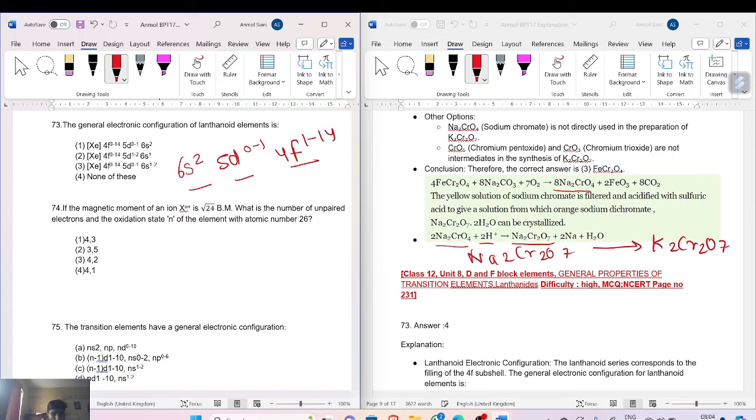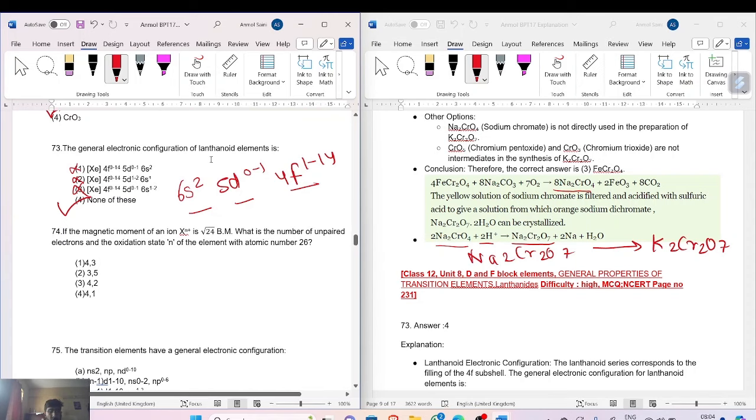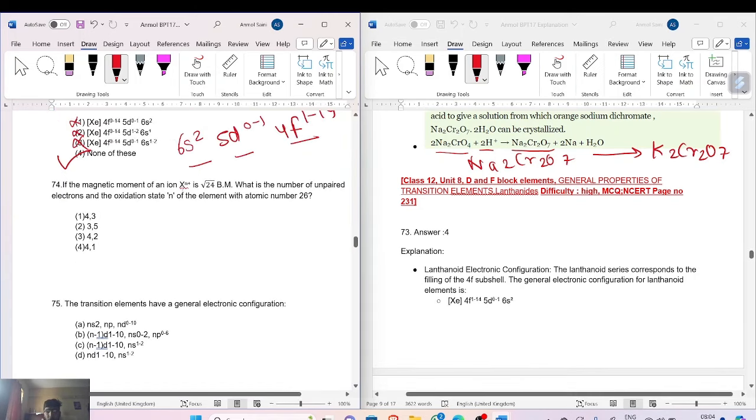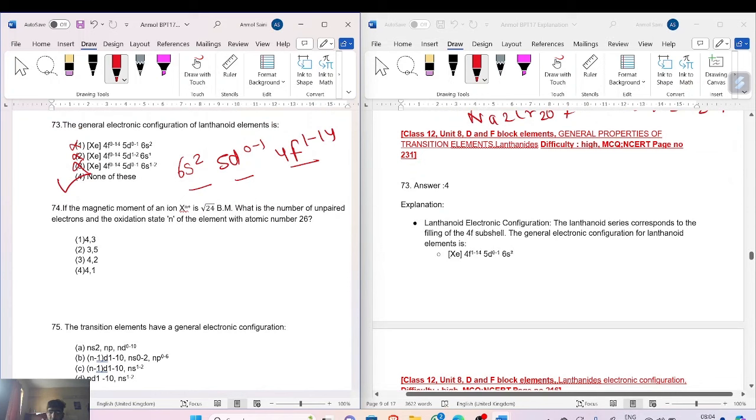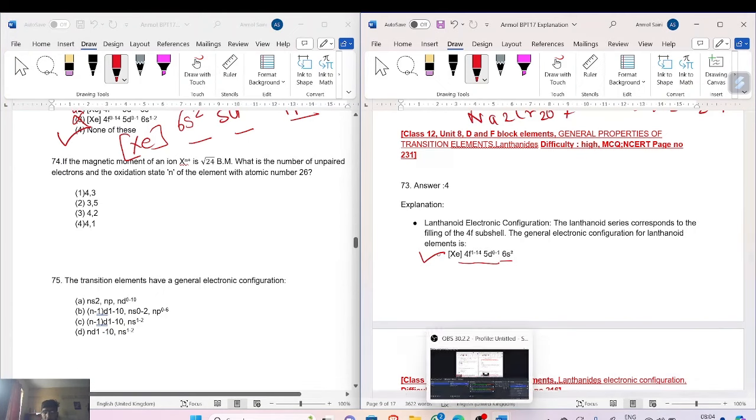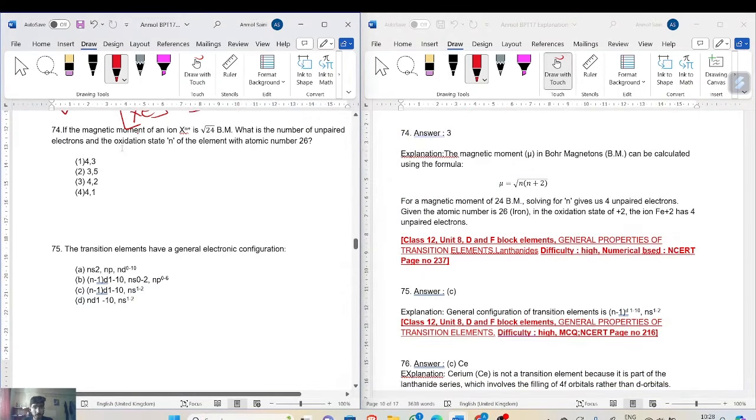Is it matching? No, option 1 is incorrect, 2 is incorrect, option 3 is also incorrect. So option 4 is correct. None of these is the correct answer. And the correct electronic configuration is xenon, and then 6s2, 5d0 to 1, and then 4f1 to 14. Okay, this is our correct answer. So now let's start question number 74.